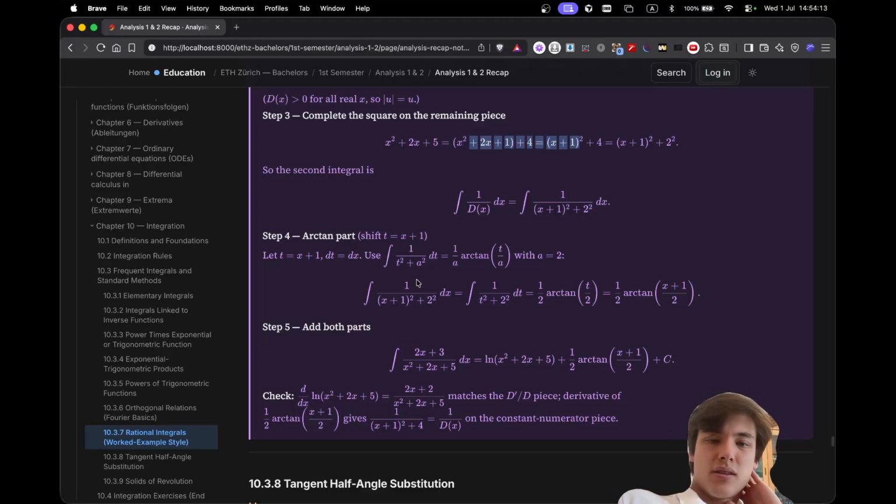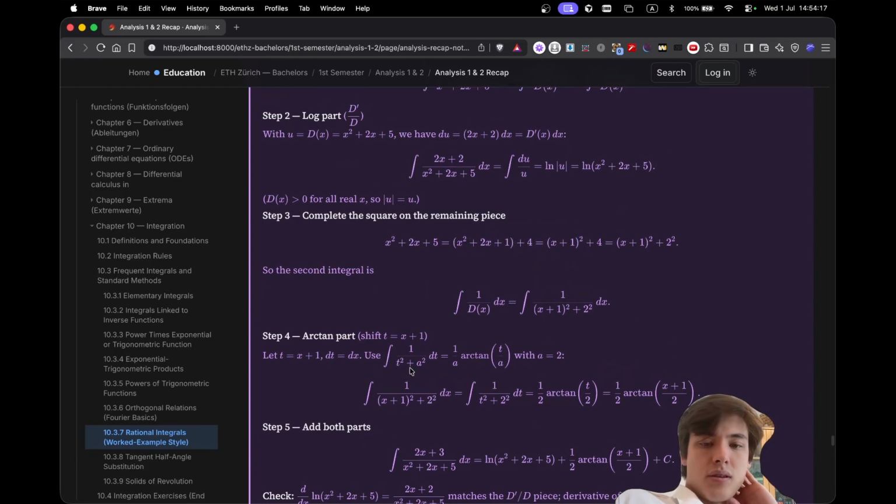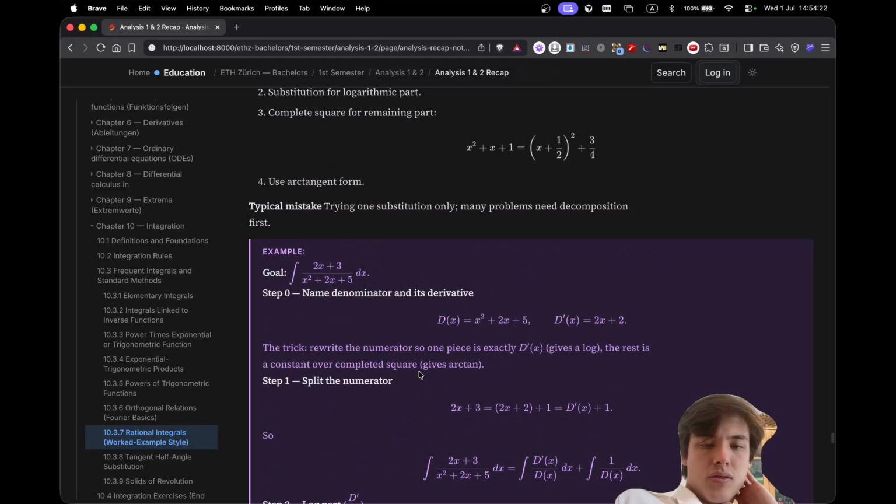To make it easier to integrate, t plus squared.